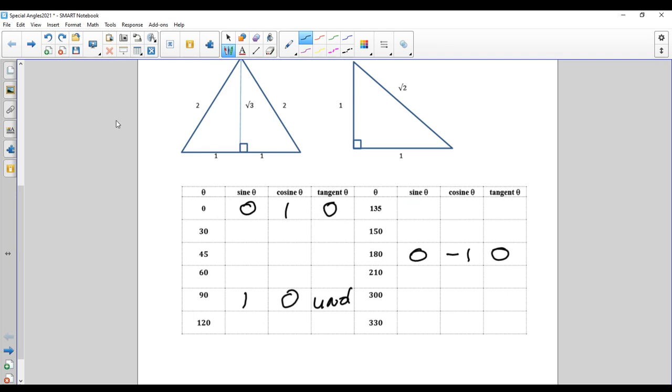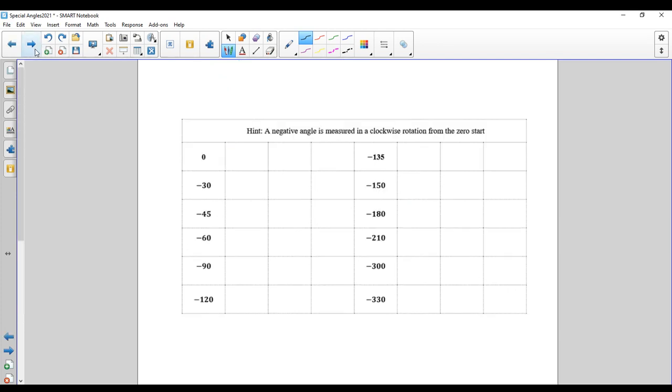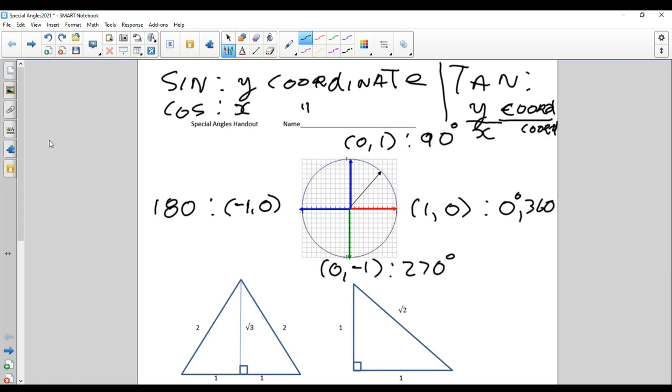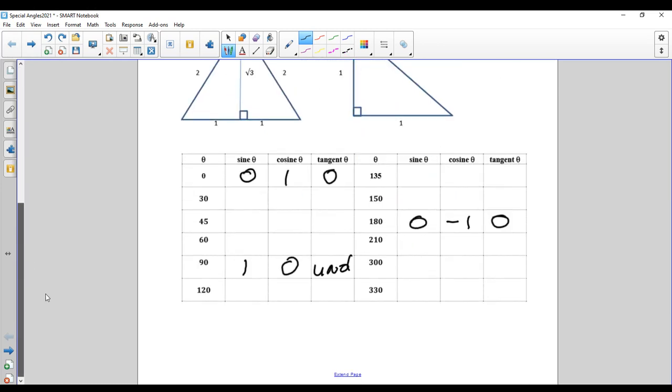How about 270? Now, I think I might have 270 on the other page. I don't. I get to the negative stuff. We'll get to 270. We'll put 270 maybe down here. We'll make up our own.